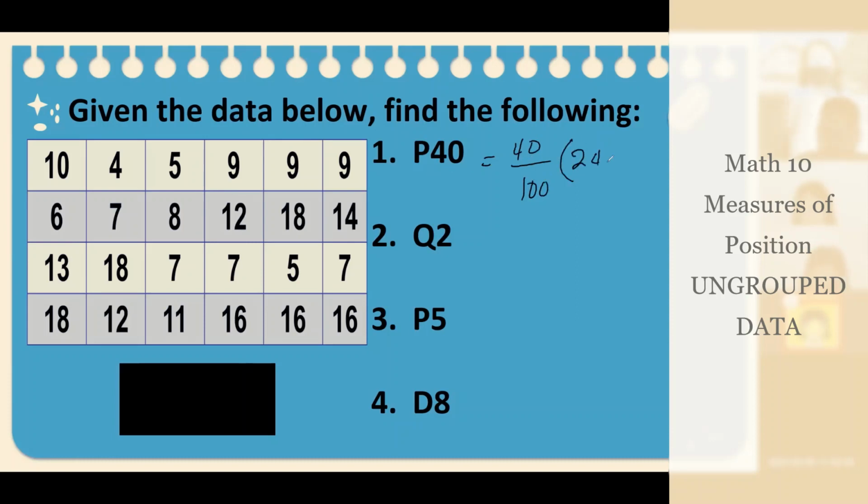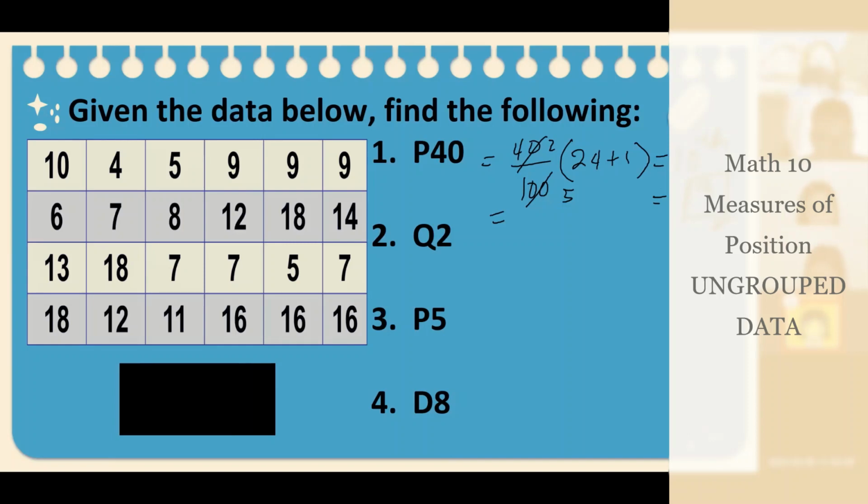Tapos there are 24 scores, so kaya plus 1. So 40 over 100 is the same as 2/5. So 24 plus 1, it's 25 divided by 5, that's 5 times 2, 10. So yung pang 10 place mo, looking at your copy, ang pang 10 place mo ay 9, di ba? Kaya 9 yung sagot natin. So 9 is the percentile 40.